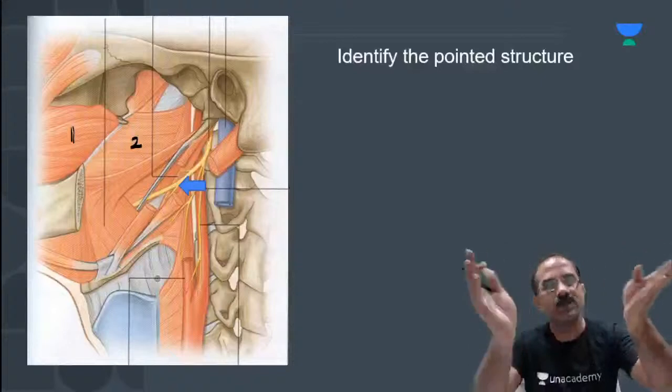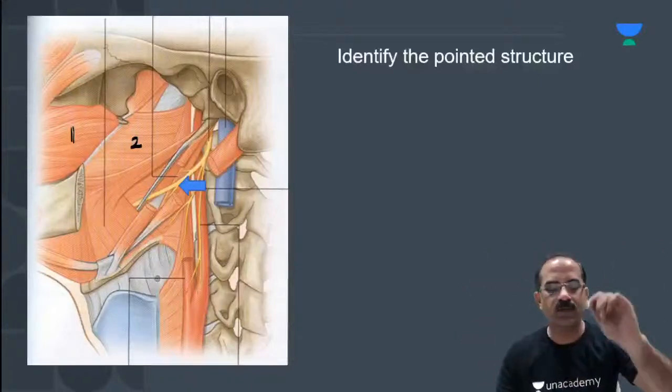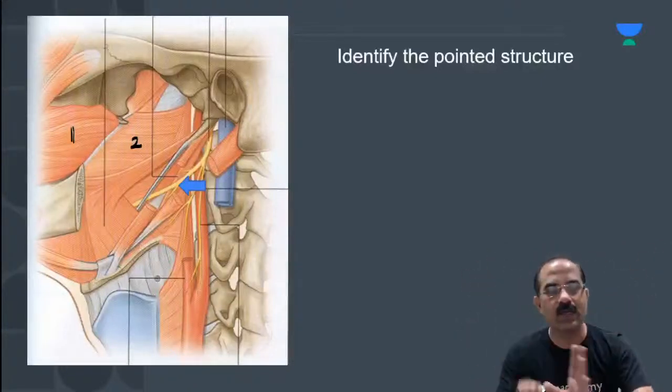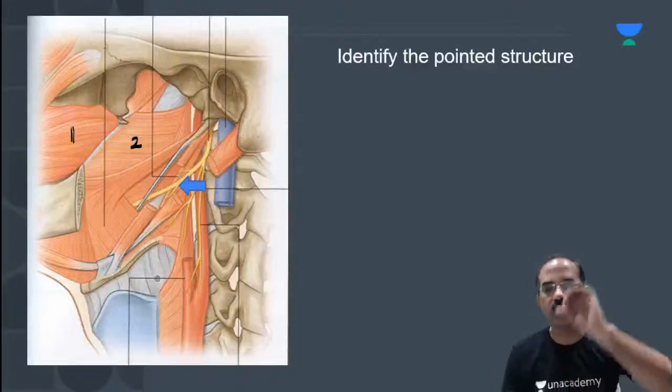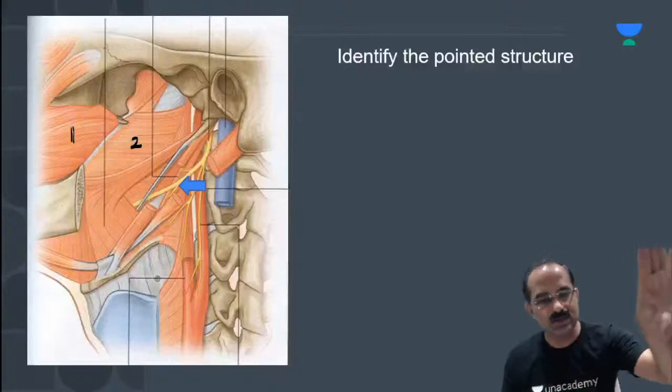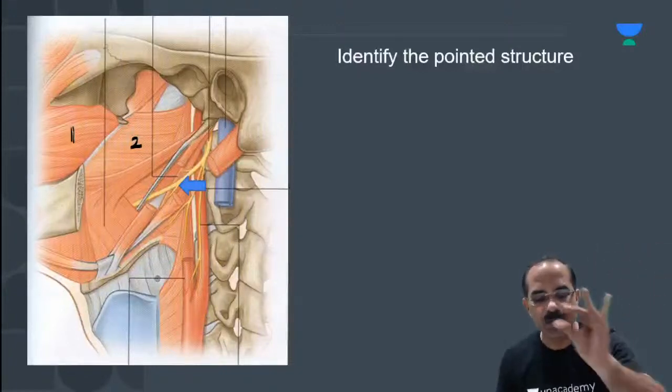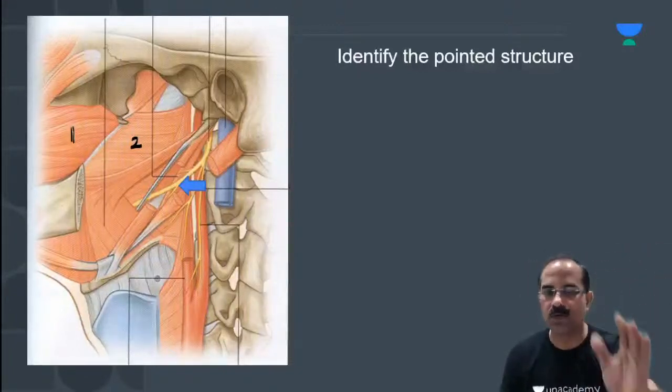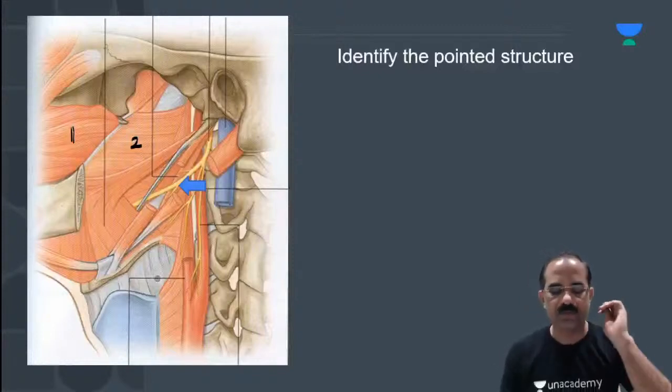It's one of the circular muscles of the pharynx. The circular muscles of the pharynx are known as constrictors. There are 3 constrictors: one is the superior constrictor, one is the middle constrictor, and one is the inferior constrictor.